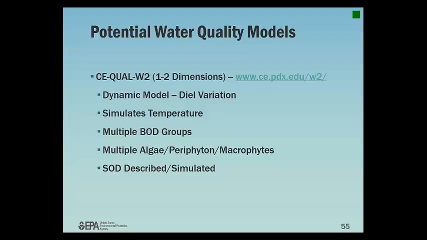The next potential water quality model is CE-QUAL-W2. It's probably the most widely used water quality model for reservoirs in the United States. It can be applied in one or two dimensions. It's a dynamic model capable of predicting diel variations in temperature and DO.